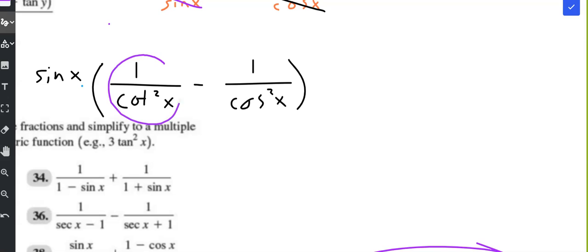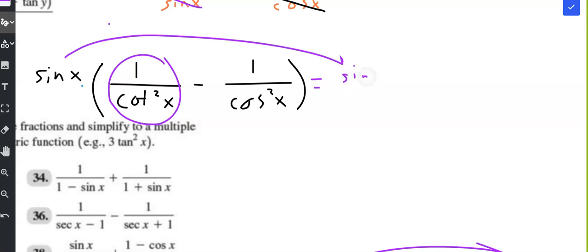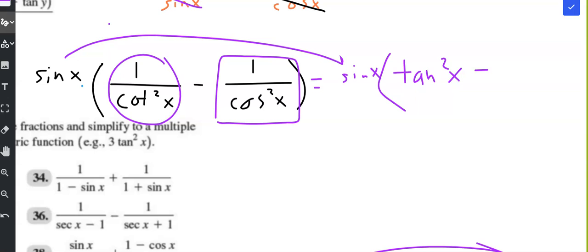What can I replace 1 over cotangent squared x with? Tan, that's tan squared, right? So we still have the good old sine x on the outside. Then we've got tangent squared x minus, what are we going to replace this with? Secant squared x. Yep.